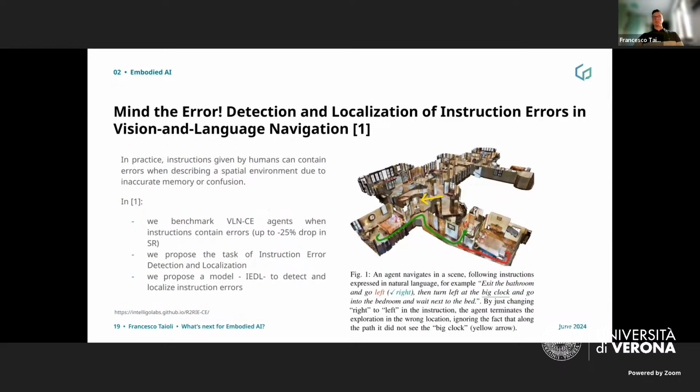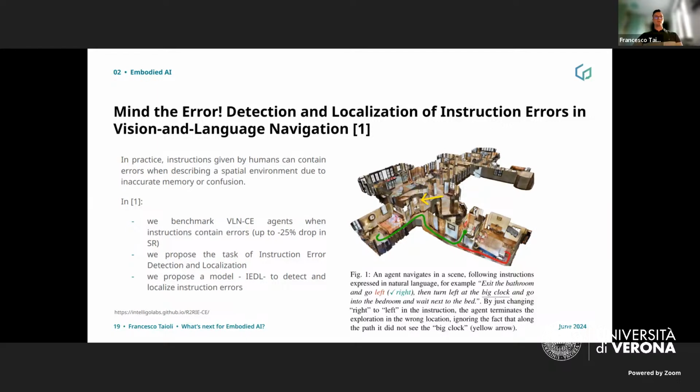I also want to introduce my latest work, Mind the Error: the detection and localization of instruction errors in visual language navigation. All of these previous agents considered the instruction to be correct. Instead, we take another direction. We consider that the instruction could be wrong, because in practice, this is what can happen. Everyone makes mistakes.